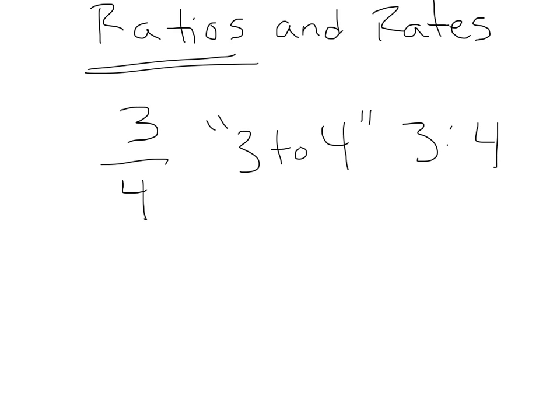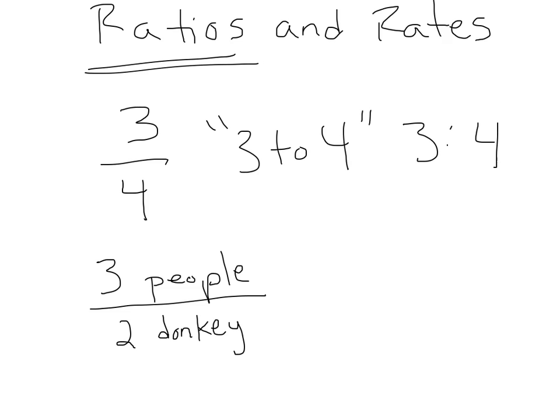Now, if you have something like 3 people for every 2 donkeys, an equivalent ratio could just simply be doubling the current one. This means that for every 6 people you have, to maintain the same ratio, you would need 4 donkeys.